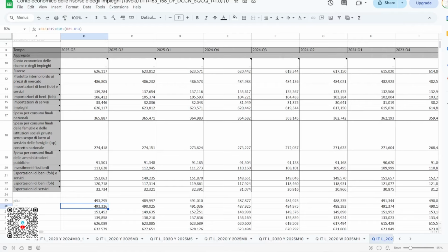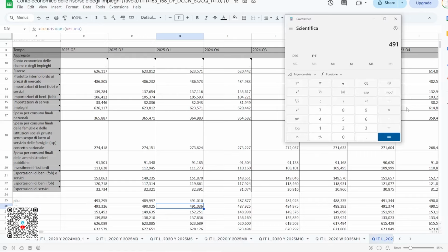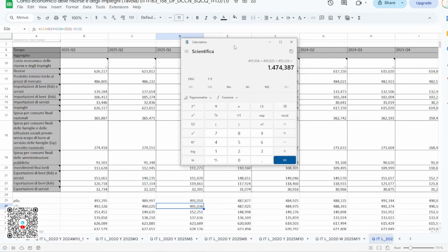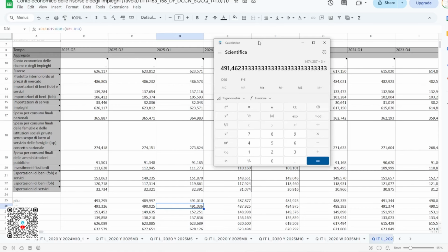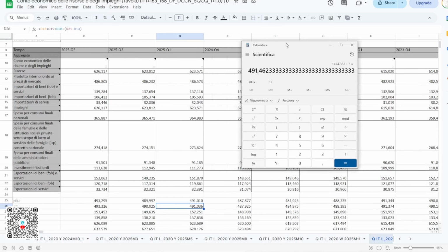So we start from Q1, we take this one, 0.036 plus 490.025 plus 493.325, and the total is 1,474 billion. Let's divide by 3. So the average is 491 billion per quarter.